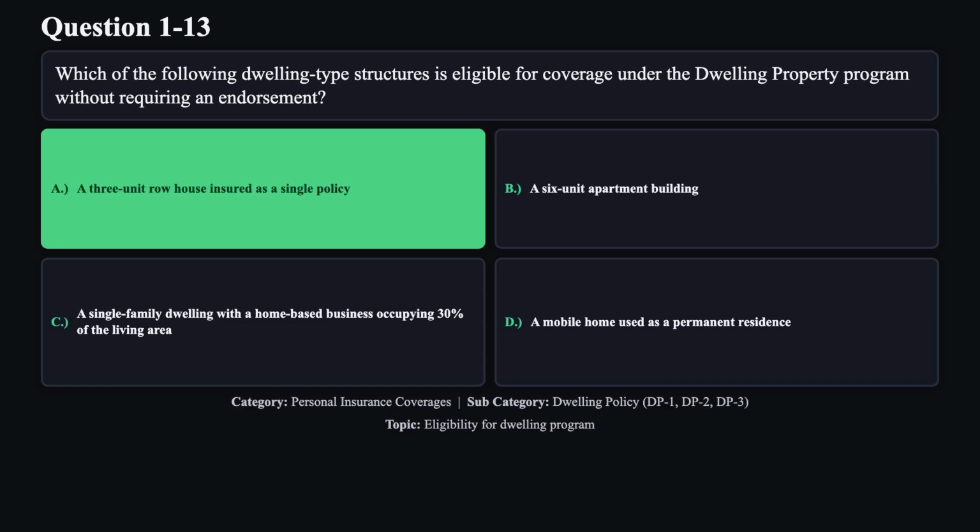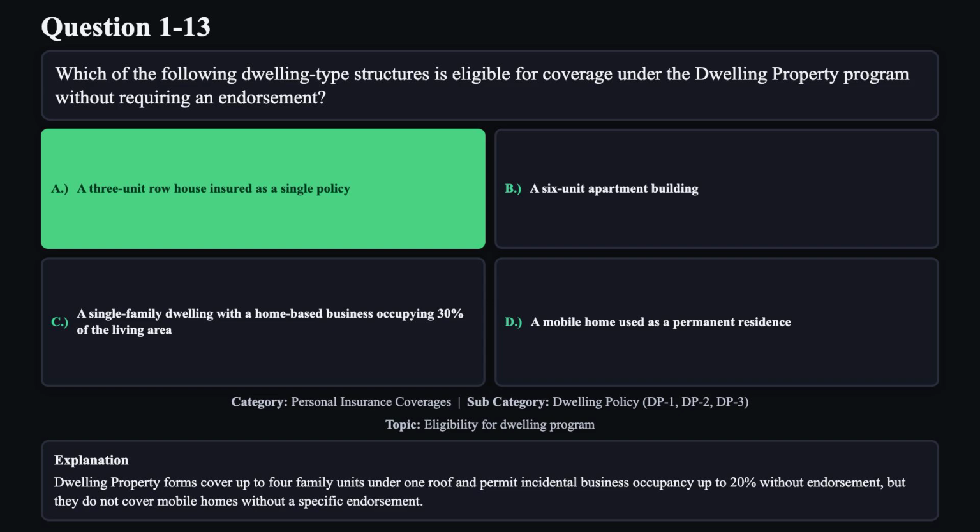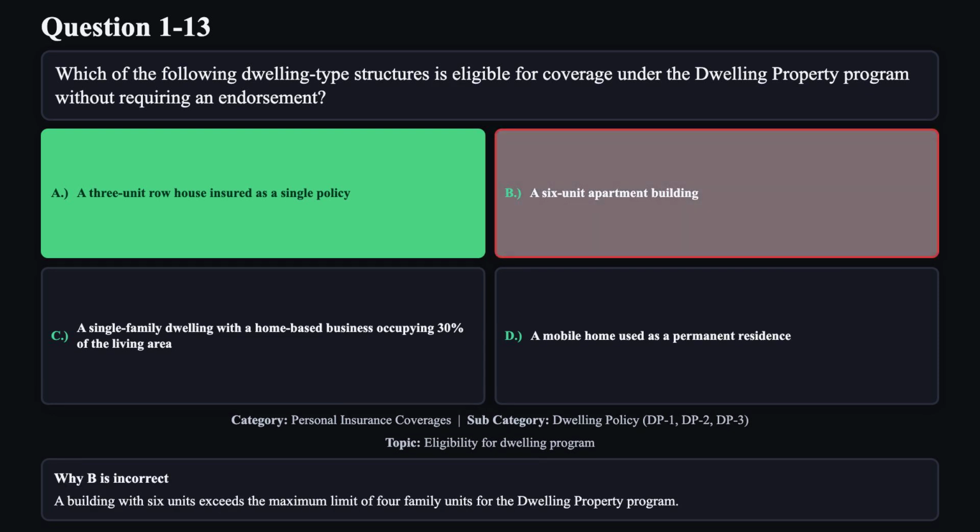The correct answer is A. Dwelling property forms cover up to 4 family units under one roof and permit incidental business occupancy up to 20% without endorsement, but they do not cover mobile homes without a specific endorsement. Reason B is not correct. A building with 6 units exceeds the maximum limit of 4 family units for the dwelling property program.